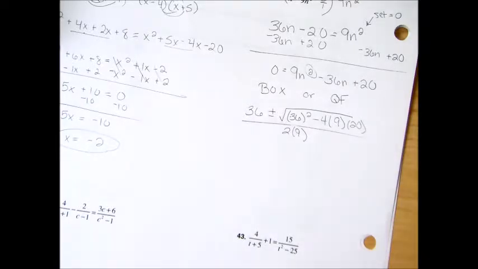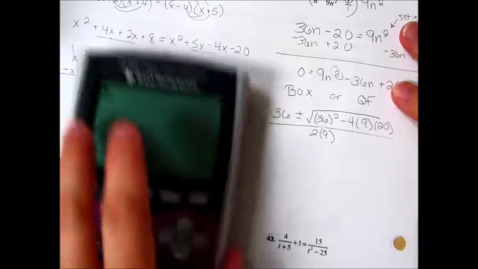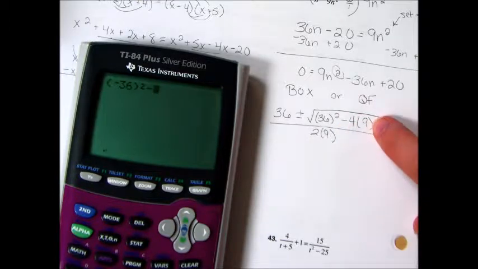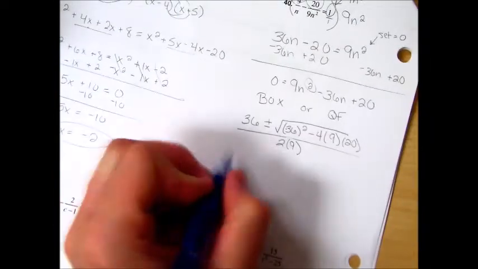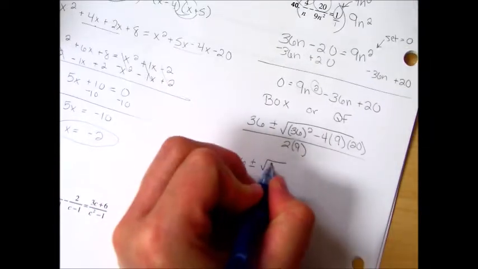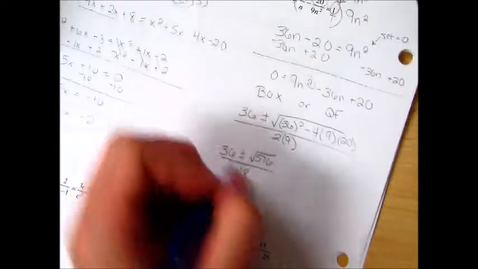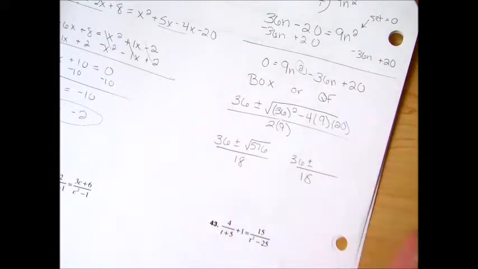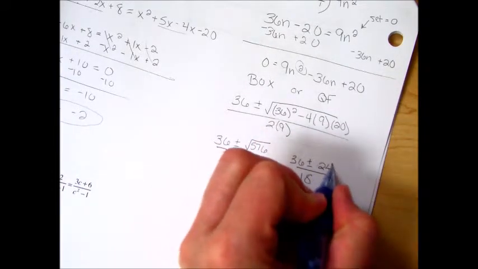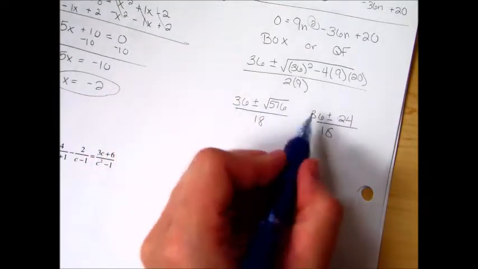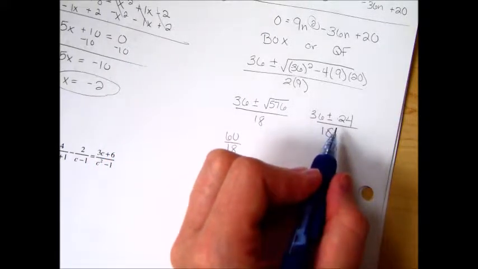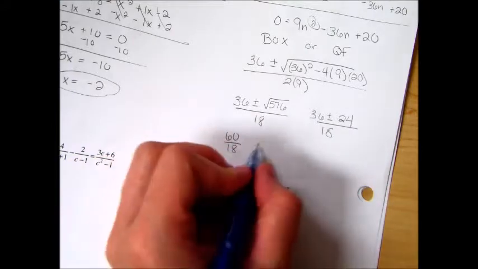Got it. So inside my square root I have parentheses negative 36 squared minus 4 times 9 times 20. 576. So that is 36 plus or minus square root of 576 over 18. So that's 36 plus or minus the square root of 576 is, I should know this, 24. I knew that, I was just pretending. Add together, so 36 and 24 make 60 over 18. 36 minus 24 is 1, 2, 3, 4, 5, 6, and 6 is 12 over 18.